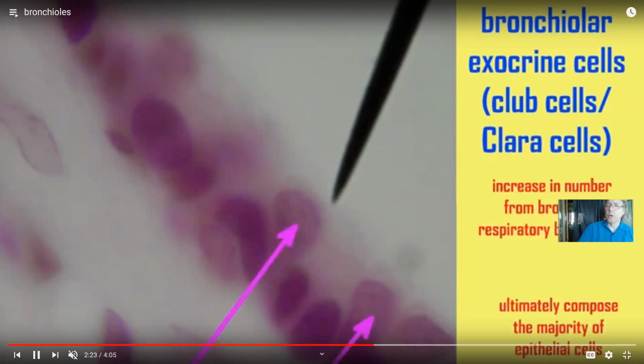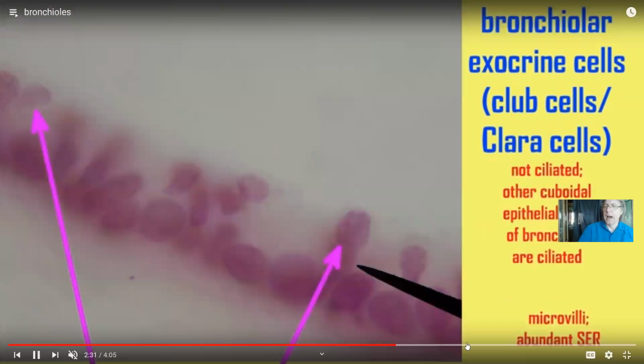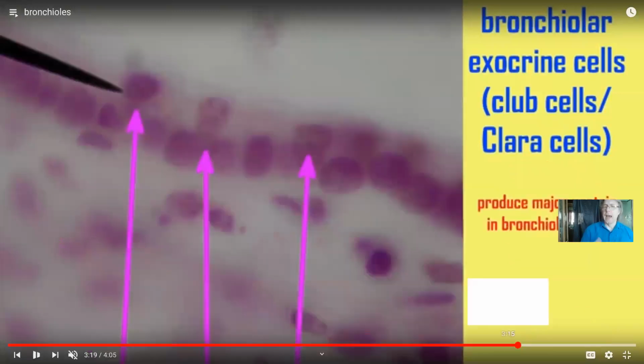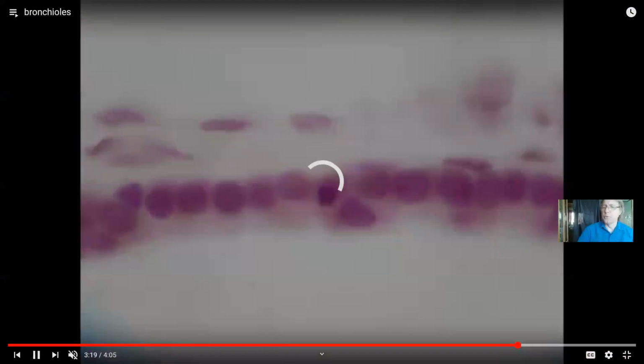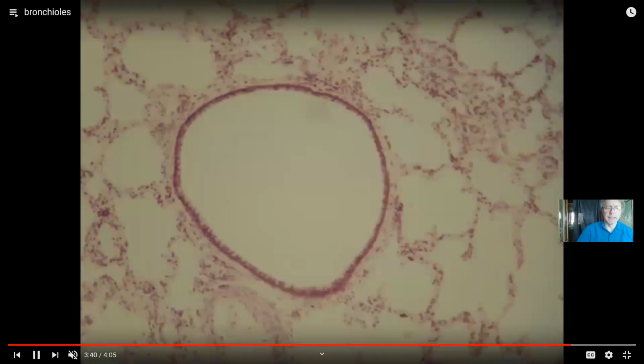As we go from the bronchi through the various types of bronchioles to the alveoli, their number increases. They are not ciliated. Notice they have this club shape. They are important, and they are producing proteins for the bronchiolar fluid, and so bronchioles have this distinctive cell type.